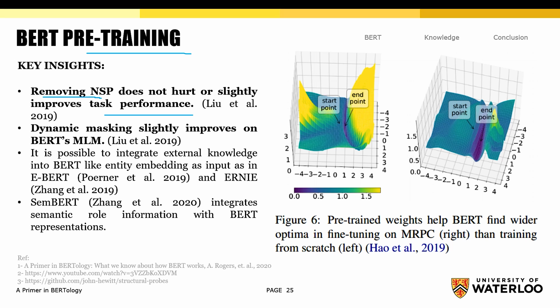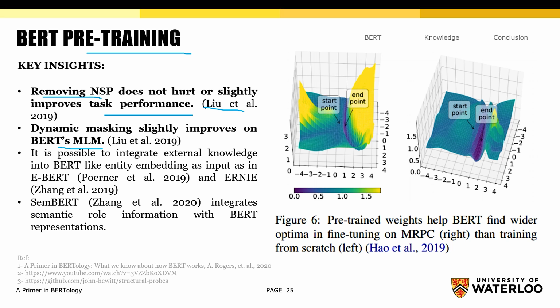Even the same authors suggest that using dynamic masking instead of static masking can improve BERT's masked language modeling, but their result doesn't support them very well. It's not a huge improvement, although there are some improvements. Some other researchers also integrate external knowledge into the BERT architecture, something like entity embeddings that you can find in KnowBERT and ERNIE. Some other authors integrate semantic role information with BERT representation, which are all interesting, and we can follow up with them. But generally, the performance improvement is not so much that we should follow a more complex methodology.